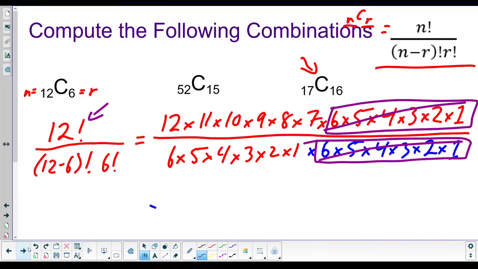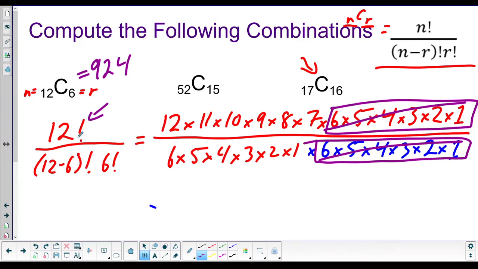6 factorial. All right, and then you have to sit and wait for your calculator to chug. It's like thinking real hard. So when you do this, you should get 924. Okay. All right. That's how you do the first one. I really recommend finding that factorial button.